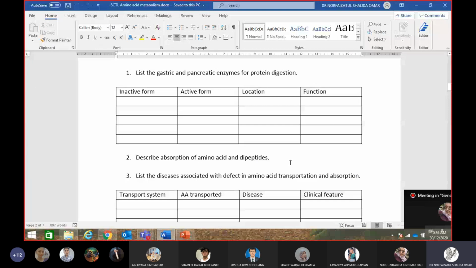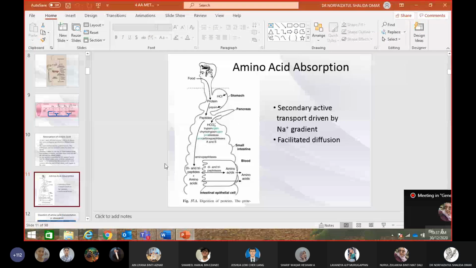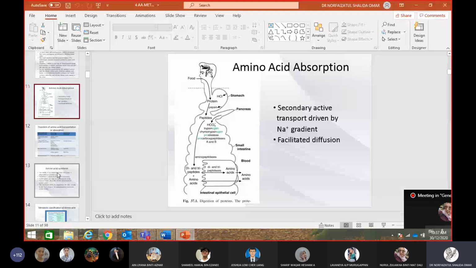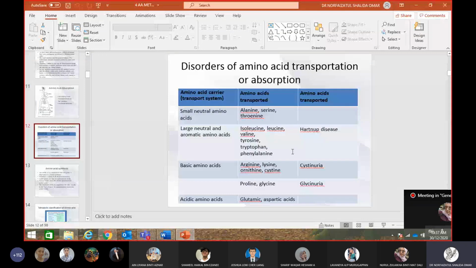Okay, describe absorption. Absorption basically is just simple. It is absorbed through the intestinal cells through facilitated or secondary transport, and they have amino acid carrier transport systems. This is a bit different, as some amino acids have their own carrier transport system. So if there's a defect in this transport, it can cause Hartnup disease.